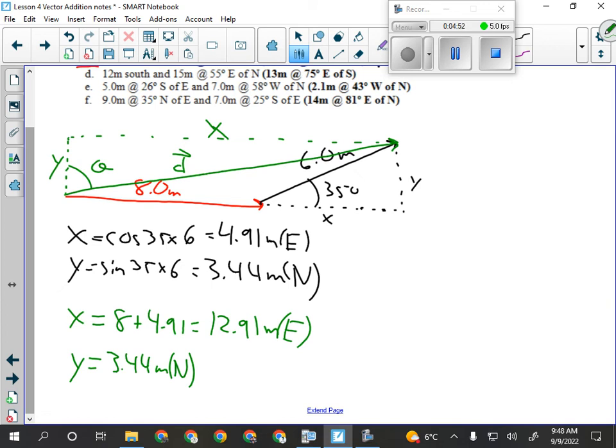Oh, okay, well, if I add them, this is this side and this side. I have to add them, but I have to do something else too, because I'm trying to find this. Oh, square them and take the square root. Right, use Pythagorean theorem. So to get d, that's going to be basically x squared plus y squared square rooted. So we'll have our 12.91 squared plus our 3.44 squared.